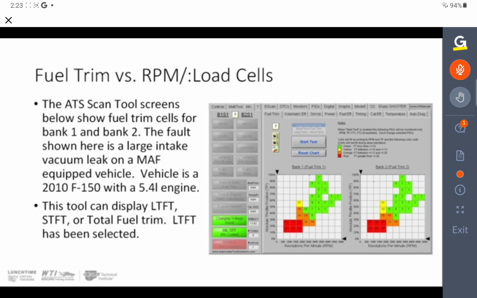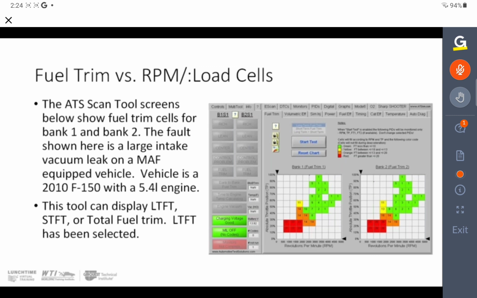On this particular car, we can see that at idle or low load, low RPM, we're out of control. We're adding a lot of fuel. We're trying to correct for a problem. But at higher RPM and higher load, we are in control.